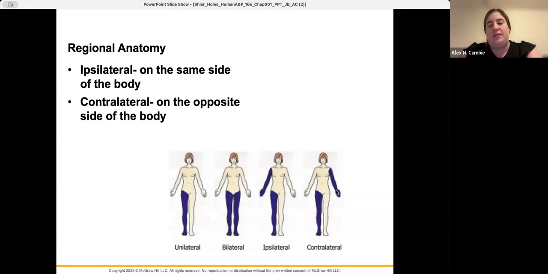We might be referring to the left arm and the right leg as contralateral, opposite sides of the body. This happens a lot when we look at the nervous system and how it functions, based on certain parts of the brain that are affected. A lot of times it's contralateral, it'll affect the opposite side of the body.